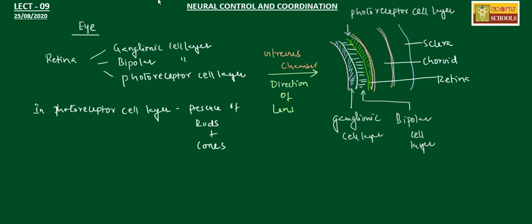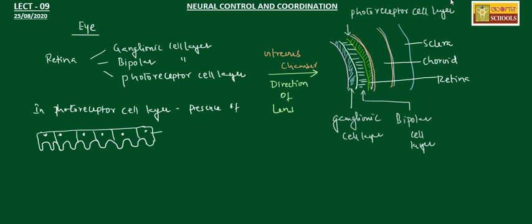So let's see the layers here. Very close to the choroid layer will be the photoreceptor layer. This is the pigment layer, and embedded into this pigment layer we find the rods. The shape of the rods is just like a rod. I'll give the detailed structure of the rods and even the cones.